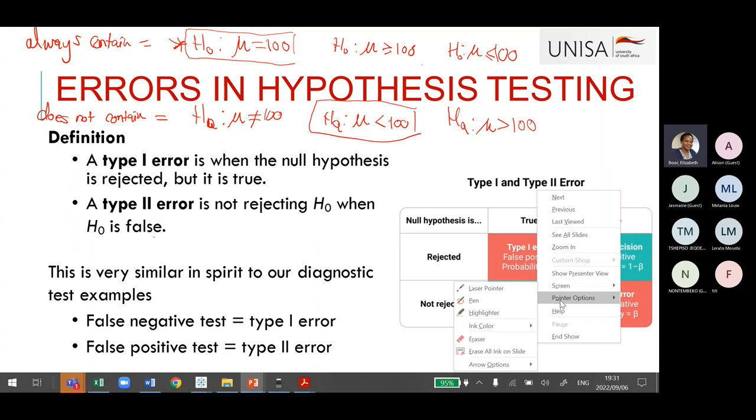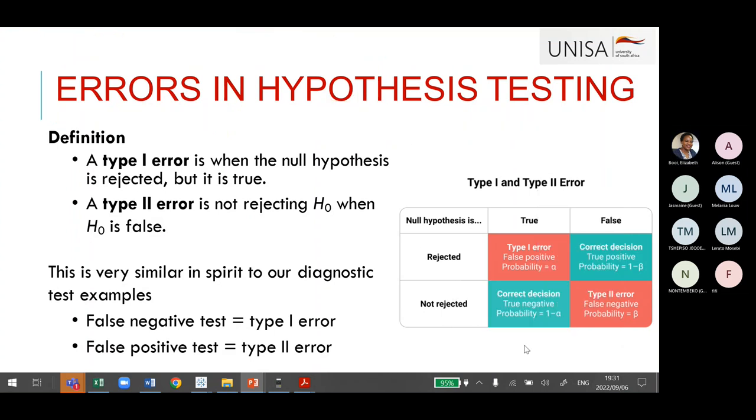I can remove all the ink. A type one error is when we reject the null hypothesis when it is true. A type one error is when we detect a false positive. Okay, you got it?